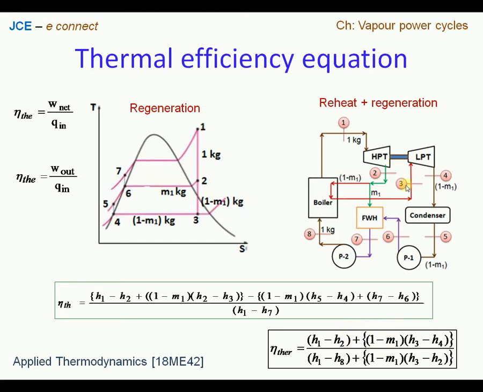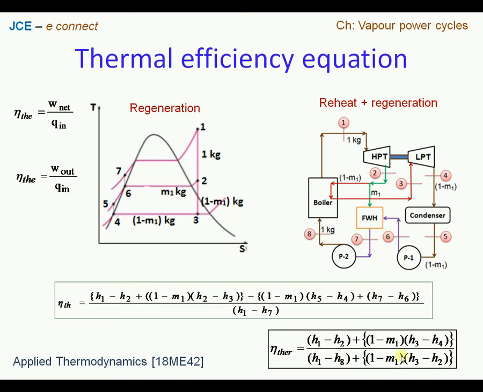So in that case, we have the thermal efficiency given as turbine work, which is a sum of high pressure turbine work plus low pressure turbine work, representing the numerator. In the high pressure turbine we have H1 minus H2 for 1 kg of steam, plus the turbine work from section 3 to 4, which happens with a quantity 1 minus m1. Therefore for 1 minus m1 quantity of steam, the turbine work is H3 minus H4, higher enthalpy minus lower enthalpy.